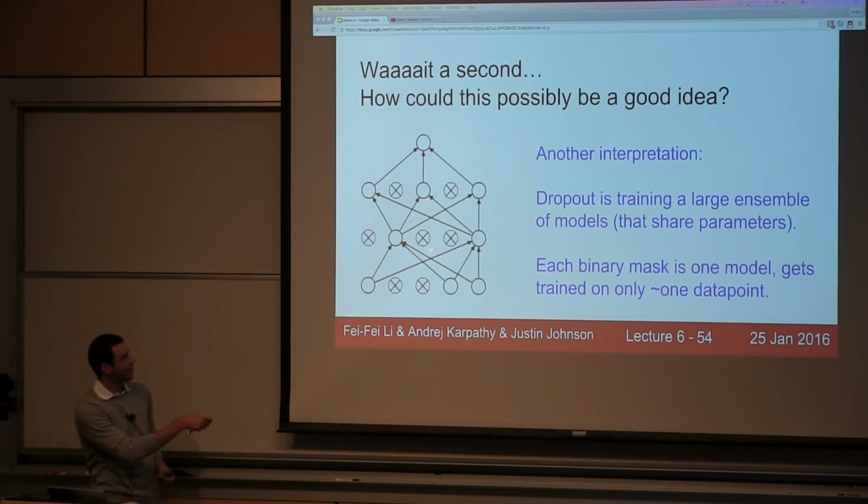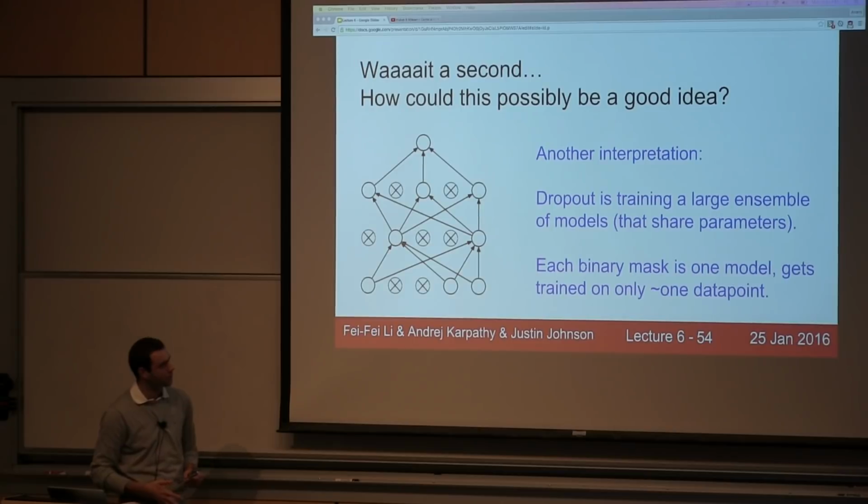So effectively, any neuron that was dropped out, its connections to the previous layer will not be updated, and it's as if it wasn't there. So really, with the dropout masks, you're subsampling a part of your neural network, and you're only training that neural network on that single example that you have at that point in time. So each binary mask is one model and gets trained on only one data point.